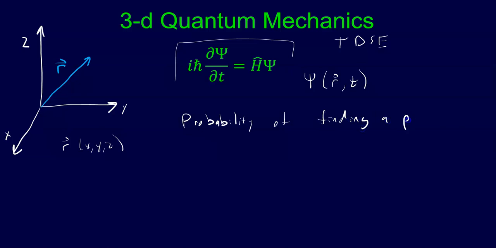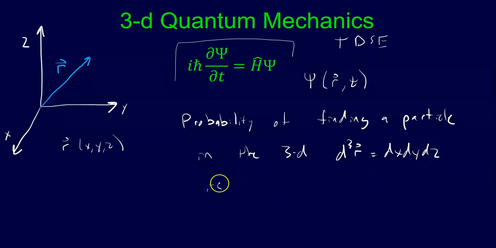of finding a particle in the 3D region of some differential element dx, dy, dz is just what we would expect: the absolute square of the wave function times that volume element.